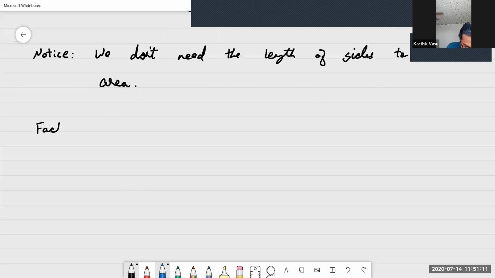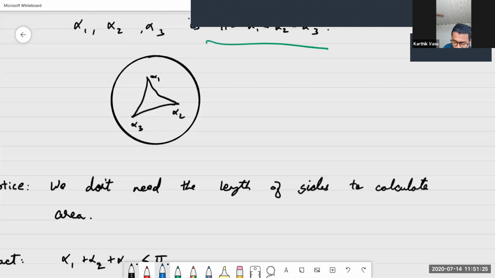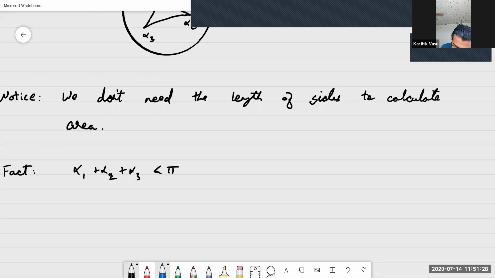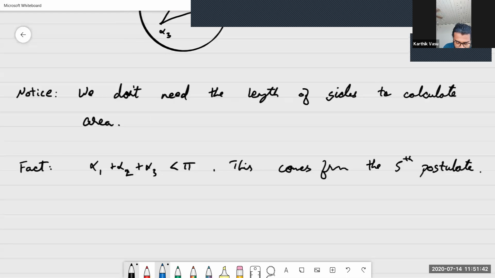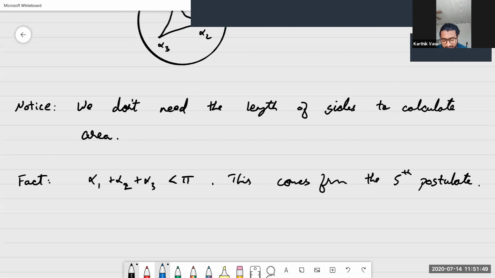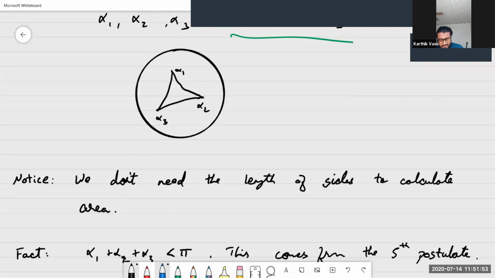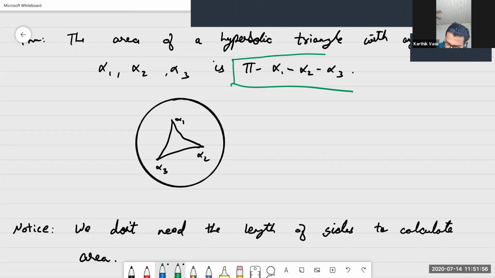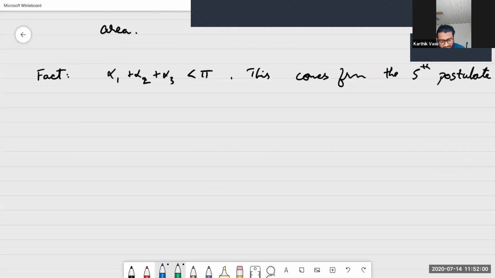Also, we should also know that alpha 1 plus alpha 2 plus alpha 3 is always less than pi. This is an independent consequence. This comes from the fact that there are infinitely many parallel lines. Okay, so this is an independent fact, and because of this the formula also makes sense, so that area is not negative at any point.